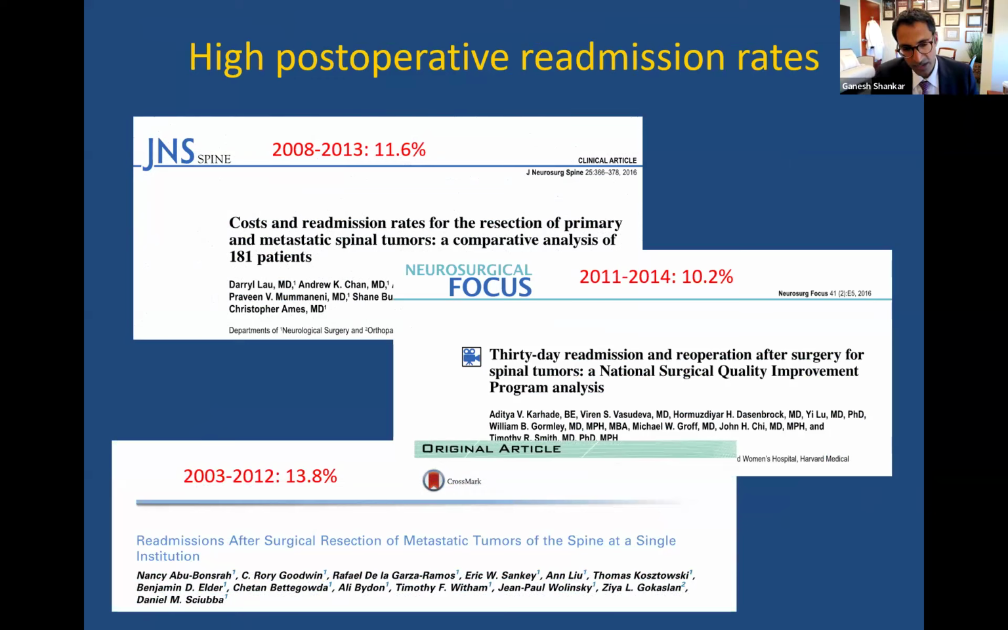The first I just wanted to highlight is that patients who present with metastatic disease and undergo surgical intervention, it's widely published that there are readmission rates, which is a proxy for overall postoperative complications, that approach somewhere in the range of 10 to 15%. And this is from UCSF. We have a group from here, MGH, and then also from the Hopkins group.